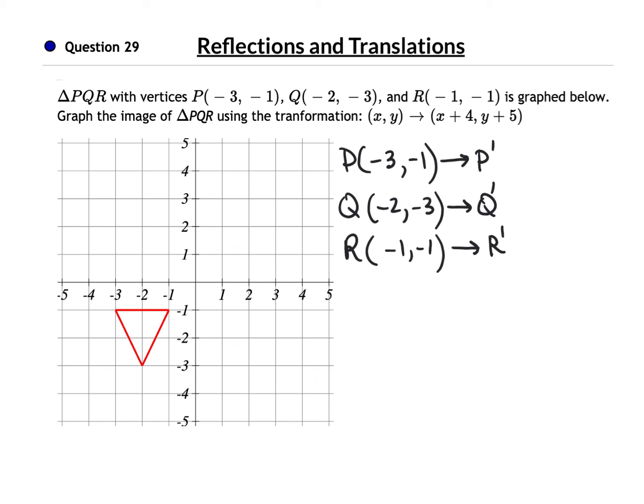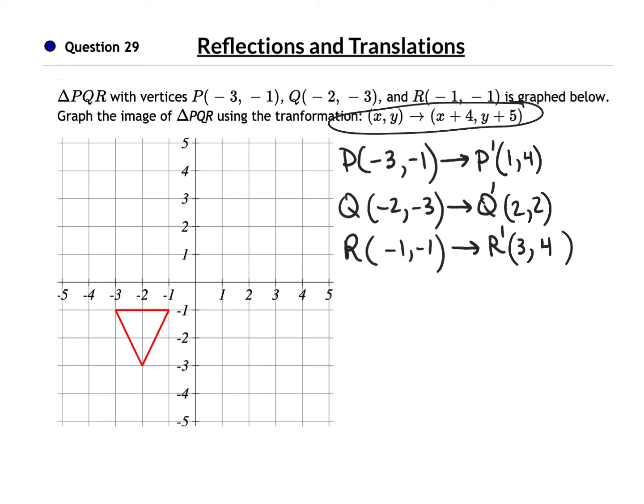Question 29. Here we have a triangle PQR that we're transforming using the rule (x, y) becomes (x plus 4, y plus 5). X will increase by 4, y will increase by 5. So the point P becomes P prime. Increase x by 4, that's 1. Increase y by 5, that's 4. Q, negative 2, negative 3. If we add 4 to x, it becomes 2. And add 5 to y, it becomes 2. R, add 4 to x, becomes 3. Add 5 to y, and it becomes 4. Let's plot these points.